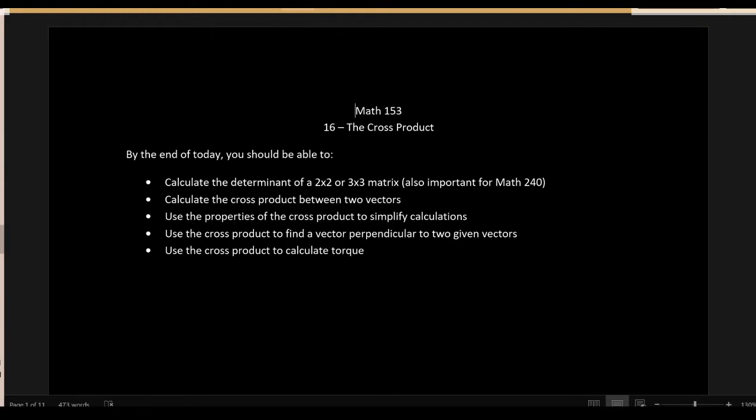Then we're going to use that determinant to define the formula for the cross product, and we're going to get some practice calculating that. Then we're going to talk about some properties of the cross product, and we're going to use them to find, first of all, a vector perpendicular to two given vectors, and second of all, to calculate a physics quantity known as torque.